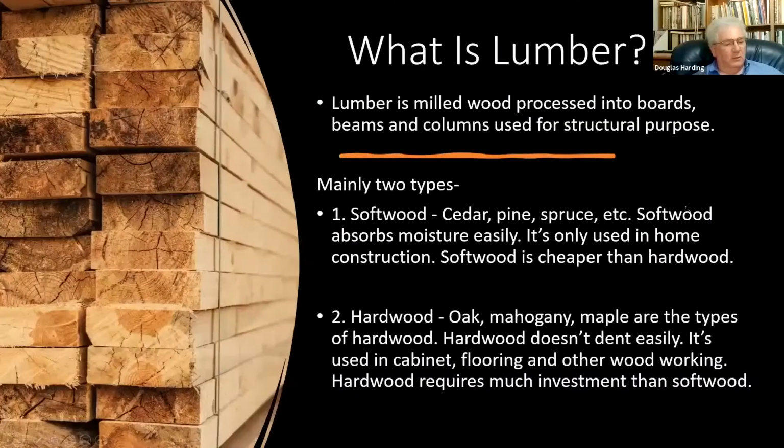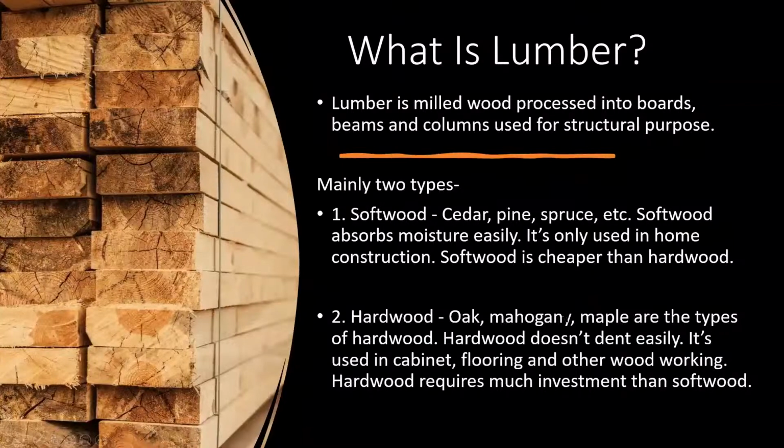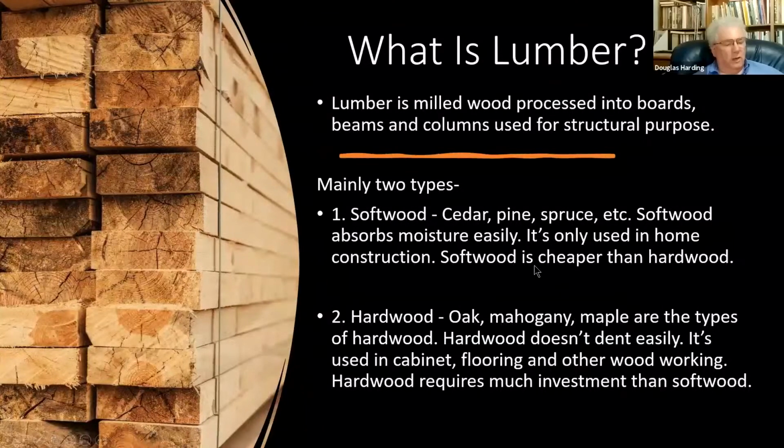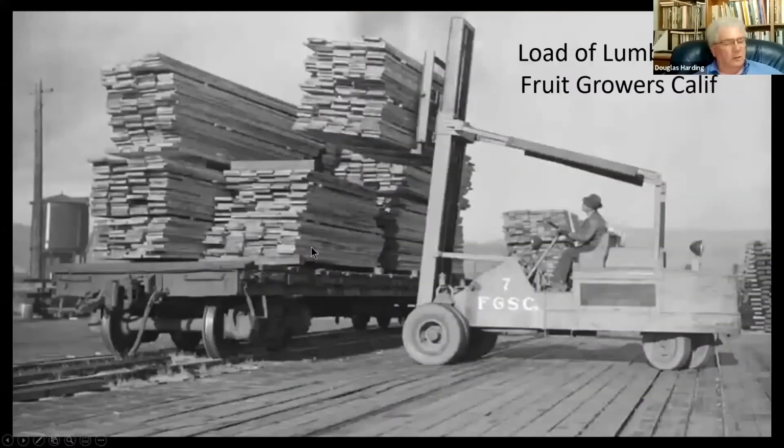We also have what is known as lumber. Lumber is milled wood that's processed into boards, beams, columns for structural support. And lumber can be either softwoods like cedar, pine, spruce, or hardwoods like oak, mahogany, maple, etc. And here is a load of lumber on a flat car that's for fruit growers out in California. You notice the forklift is labeled for fruit growers. And so that's stacks of lumber on a flat car.